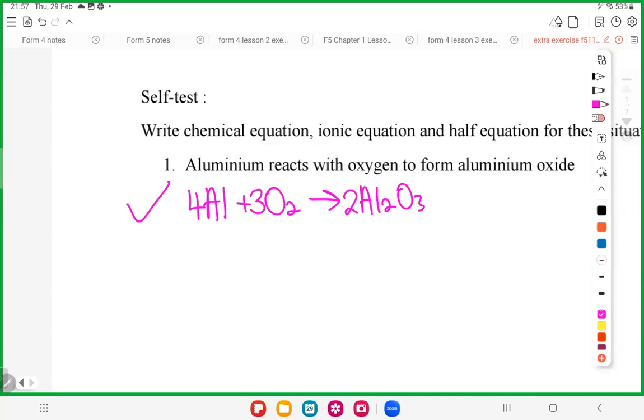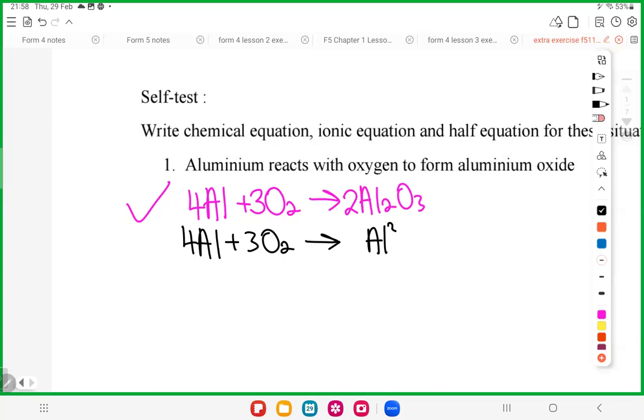So next, you need to list out all the charges. Aluminium, no charge, copy back and copy the 4 as well. Oxygen is an element, no charge, copy back. Now be careful with the right-hand side. For the right-hand side, what we need to know is that the aluminium charge is Al3+.